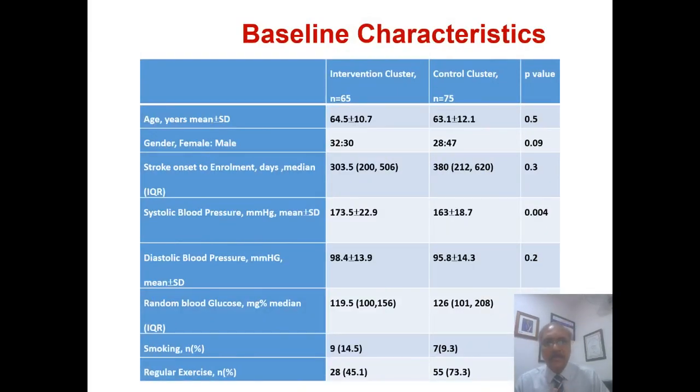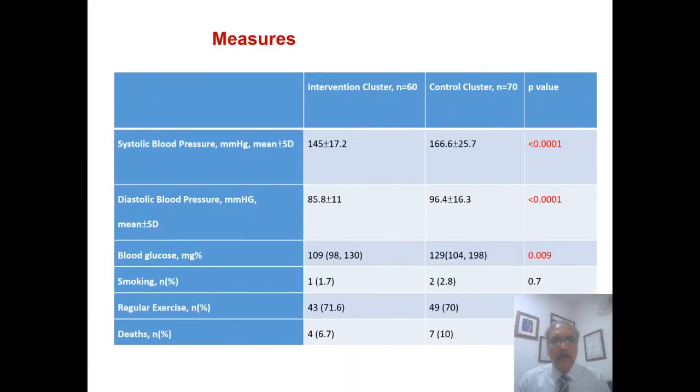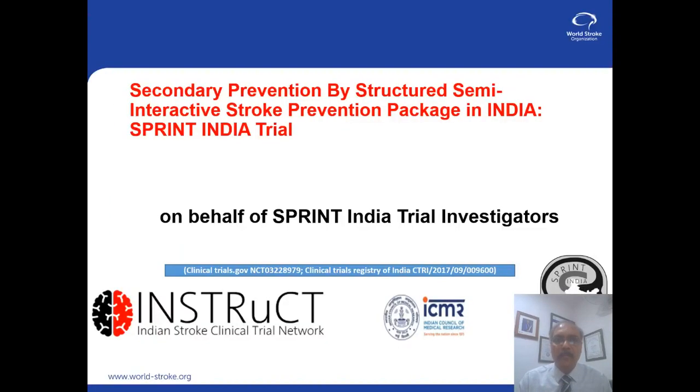The baseline characteristics were almost similar except for a higher systolic blood pressure in the intervention cluster. So what did we find? There was a gross reduction in systolic blood pressure at 6 months, and even diastolic blood pressure, and a reduction in blood glucose. So using ASHAs, we were able to demonstrate that blood pressure can be controlled and glucose can be controlled.